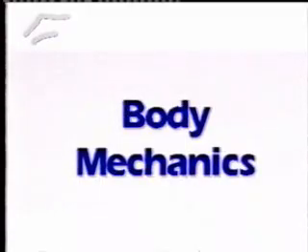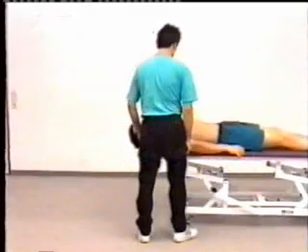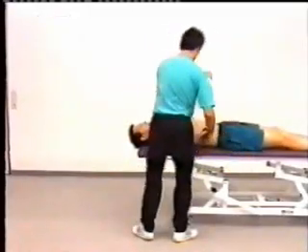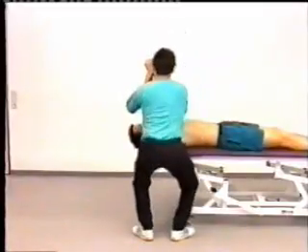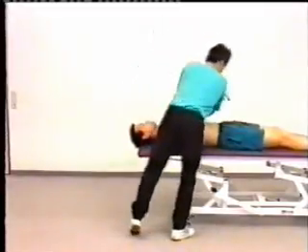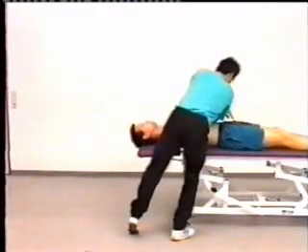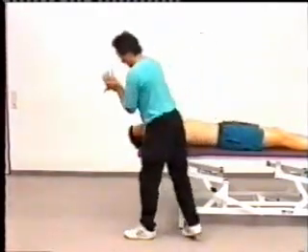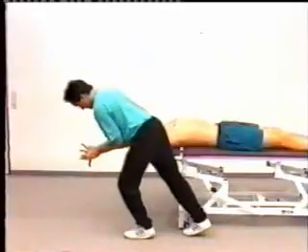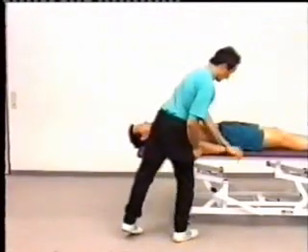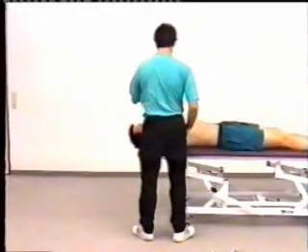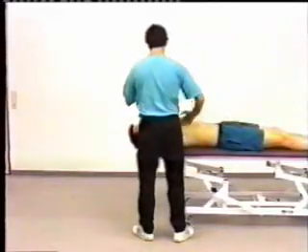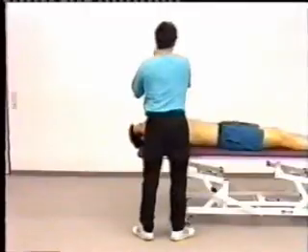Body mechanics. Open your hand and pull up. Good. The elongation is starting from the legs of the PT and is emphasized by leaning the upper body forward.